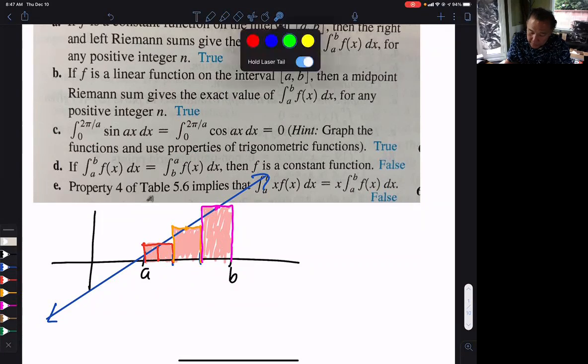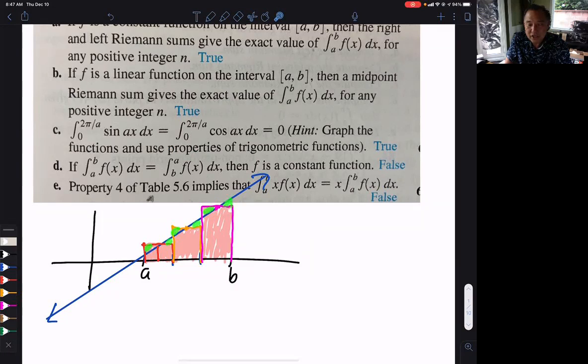So you will notice with this, there's extra that shouldn't be there, but you're missing a chunk and those are the same. Then you have extra that shouldn't be there, but you're missing a chunk and that's the same. And you have extra, but you're missing a chunk. And all the extra and missing chunks are the same amount, so it balances out. That's why this is true. A midpoint gives you the exact value when you have a straight line. All right, part C.